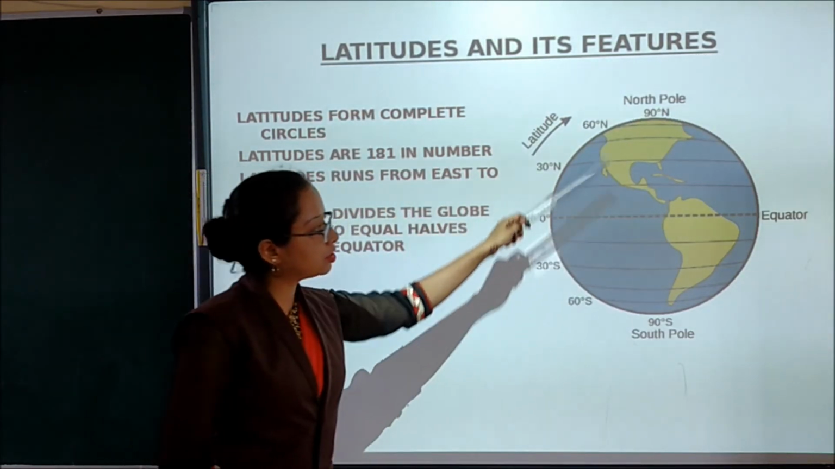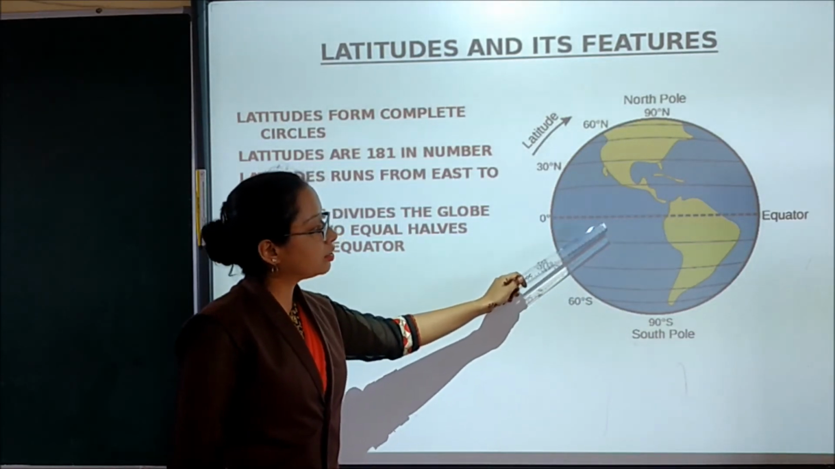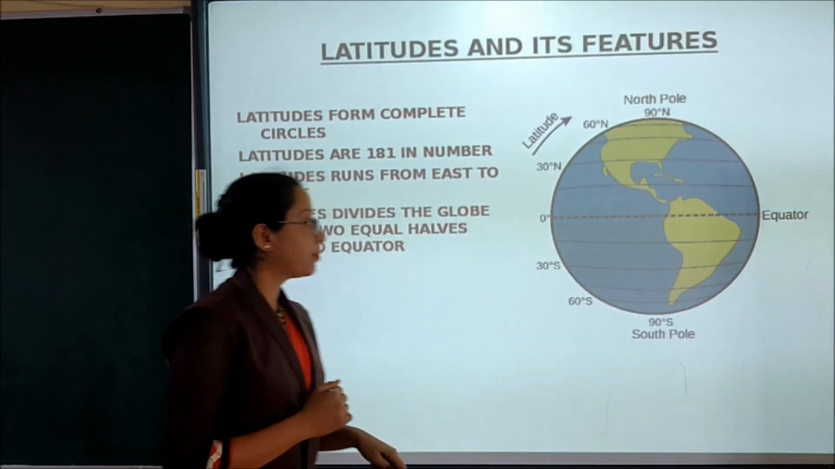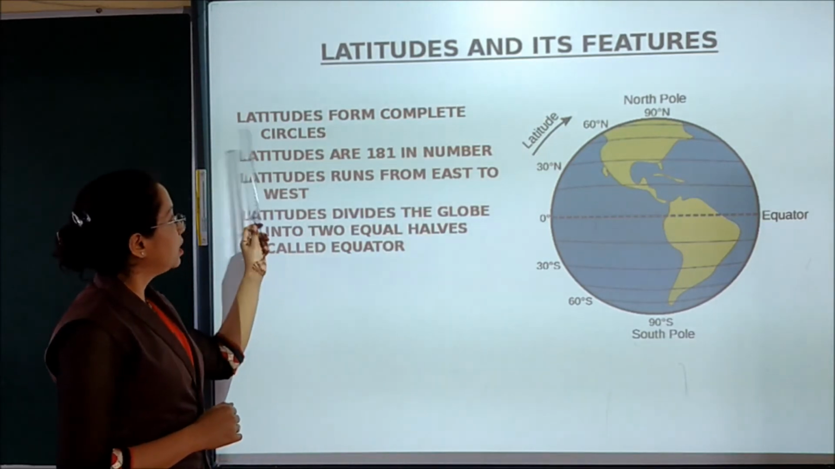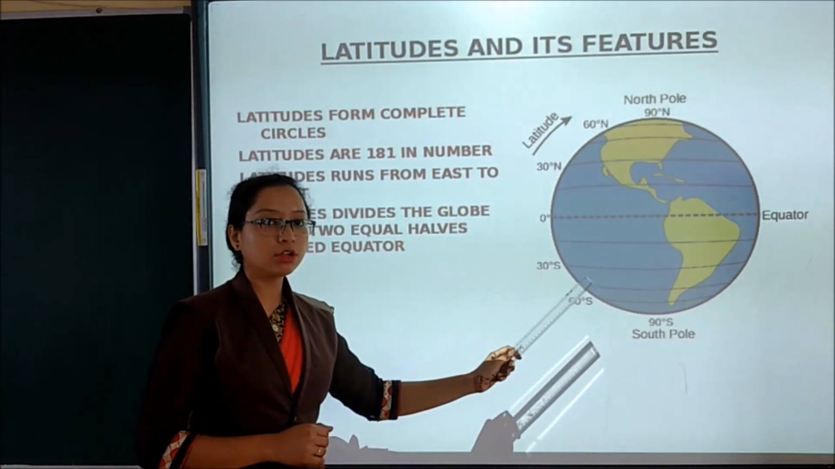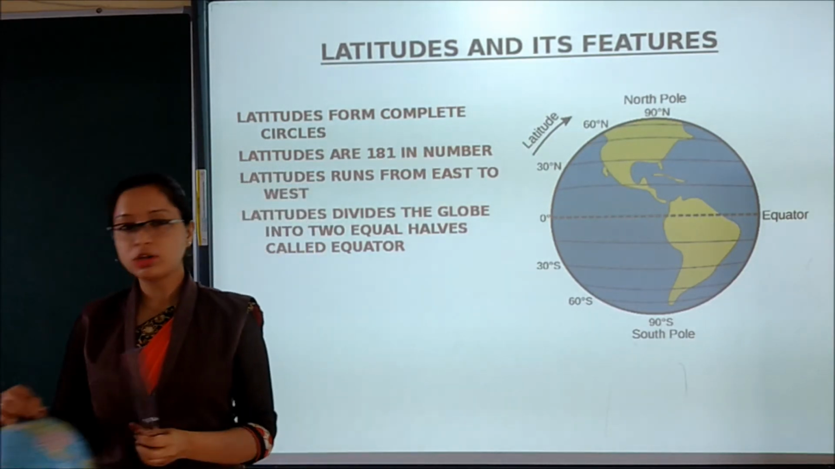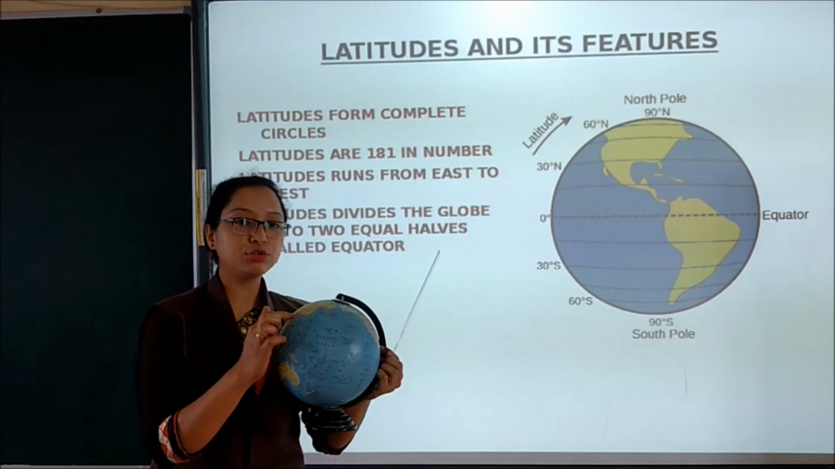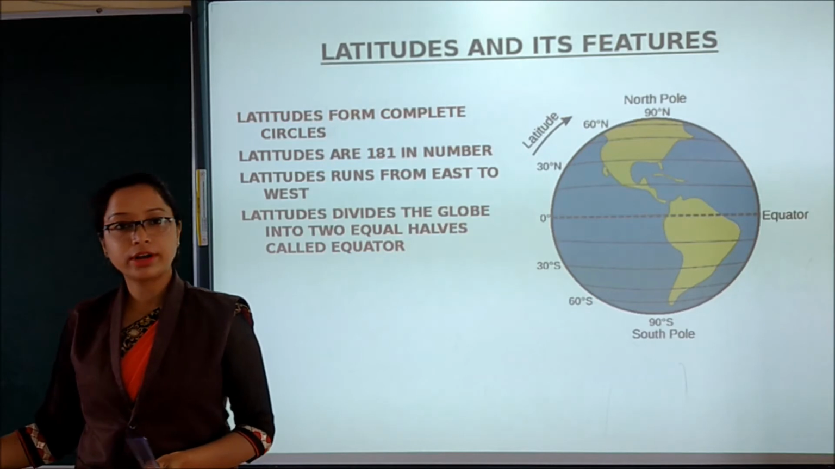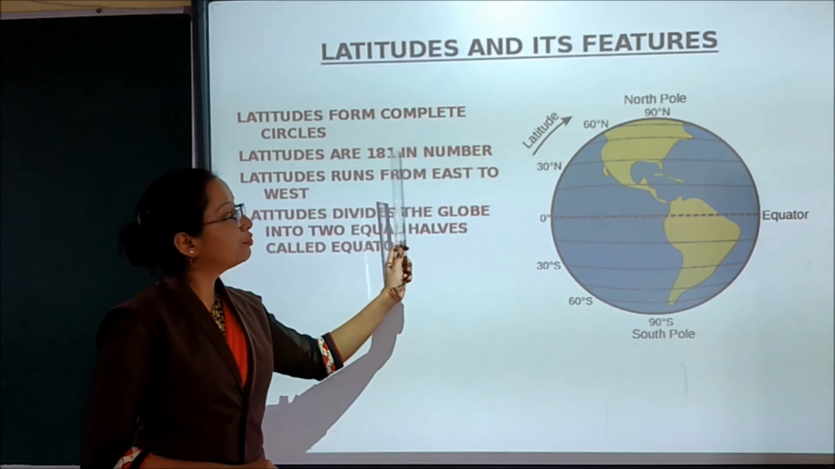Now you see this picture, children. These latitudes are at an equal distance from each other. They are not intersecting each other, they are at an equal distance. Now we see its features. Latitudes form complete circles. Here you can see, and in the previous also we have understood that latitudes form a complete circle. On the globe also we have seen that the latitudes are forming complete circles around the earth or around the globe. Then latitudes are 181 in number.